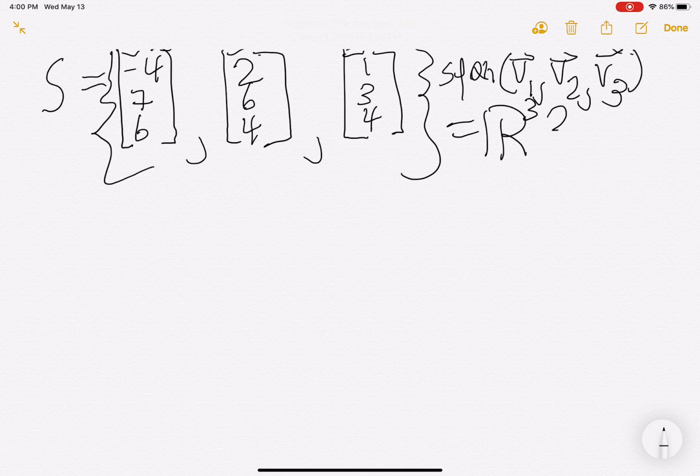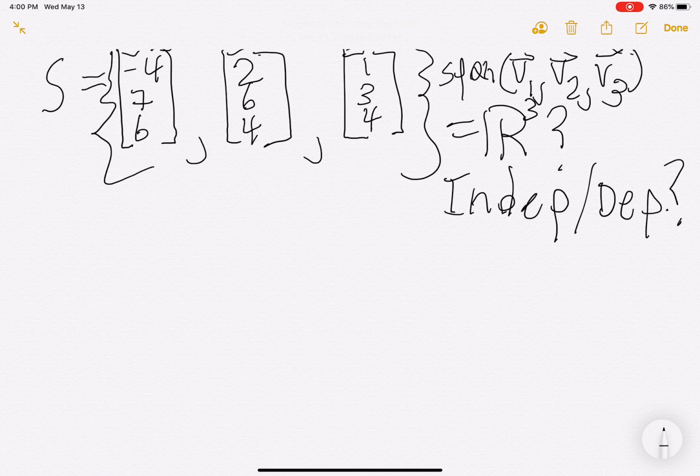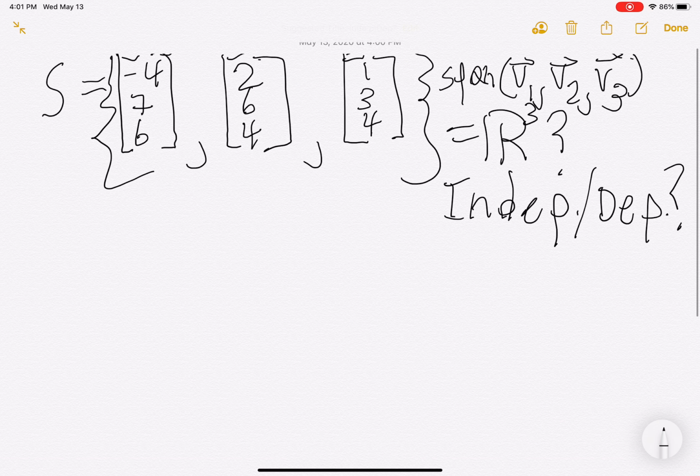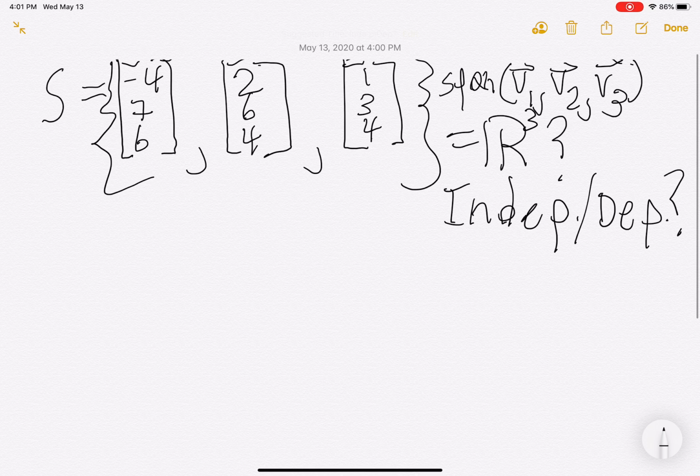And our second question is, again, also tied into this. Is it independent/dependent? So yeah, basically asking, is it independent or dependent? So let's start off by trying to answer the span question.